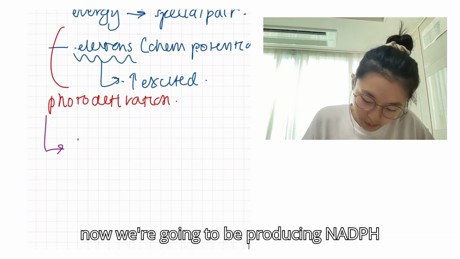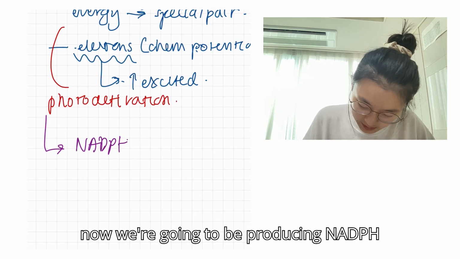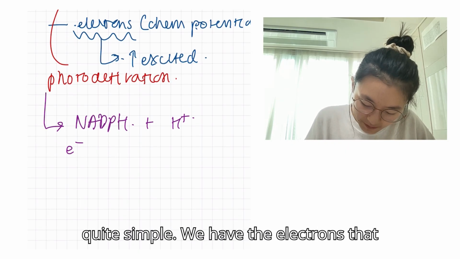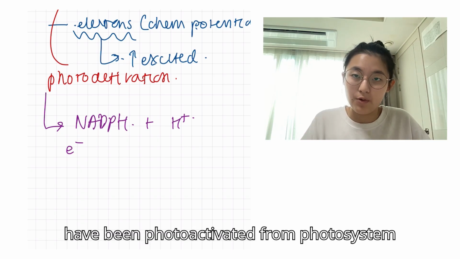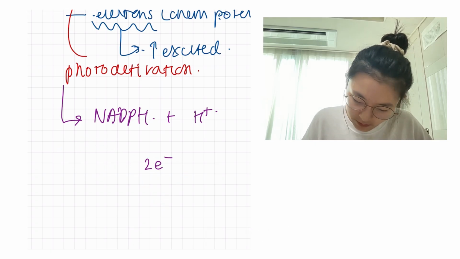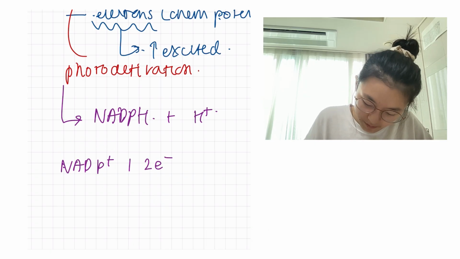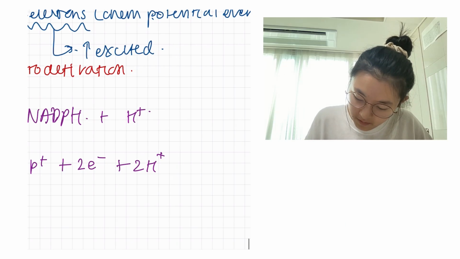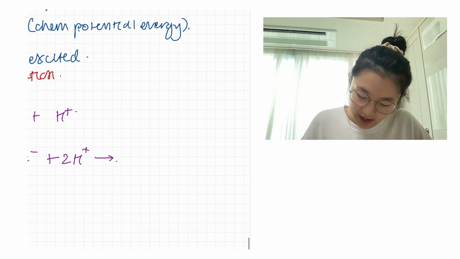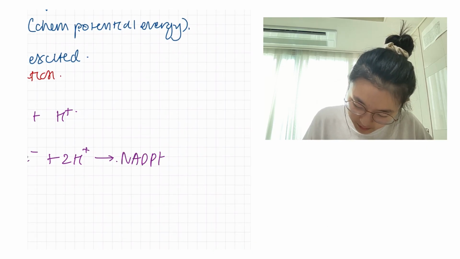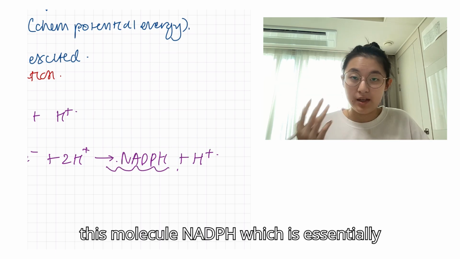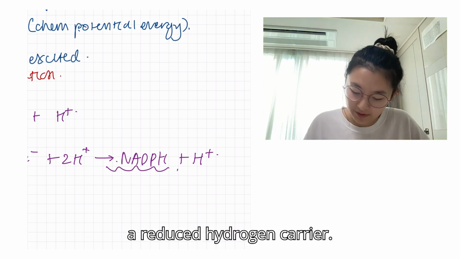And so now we're going to be producing NADPH and hydrogen ions, and how we do that is quite simple. We have the electrons that have been photoactivated from photosystem 1, and these electrons are essentially going to add up with the hydrogen ions and the NADP+, and it's going to create this molecule, NADPH, which is essentially a reduced hydrogen carrier.